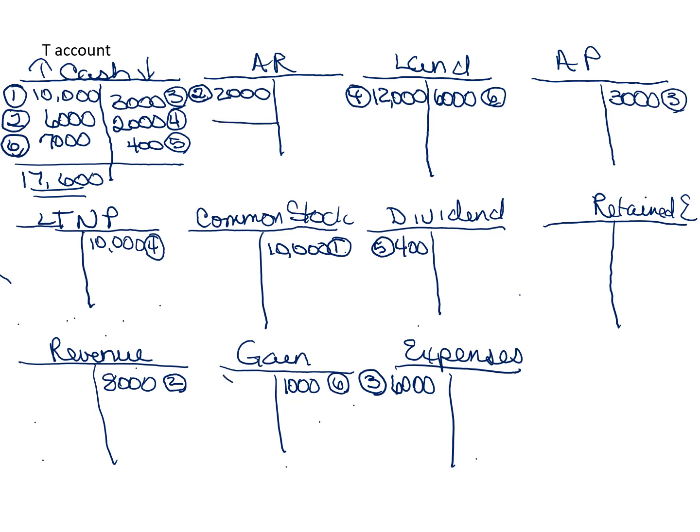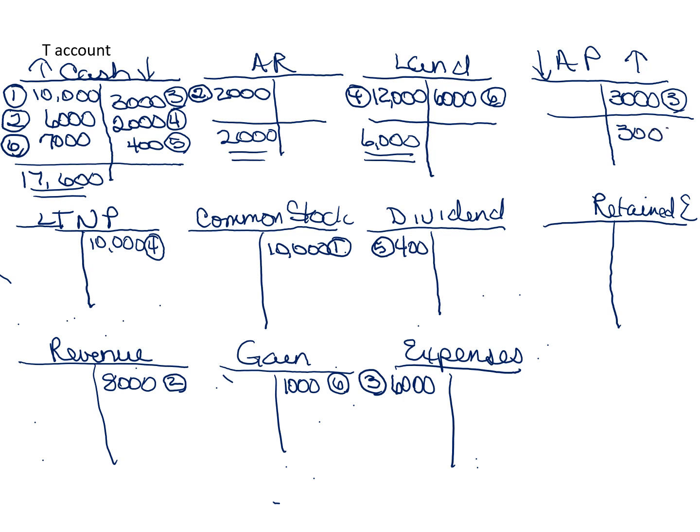Accounts receivable is a little bit easier. It only had one debit, so it has a balance of $2,000. Notice I can tell this is a balance because I draw a line which says balance is coming up, and then I underlined it twice. Land, I had debits of $12,000, credits of $6,000, so the debit side is larger by $6,000. Thus, that's the balance. Accounts payable is a liability, so it's increased by credits and decreased by debits, so it has a credit balance of $3,000.